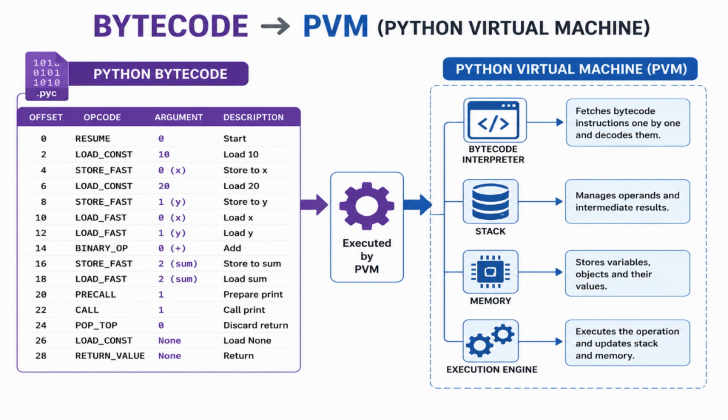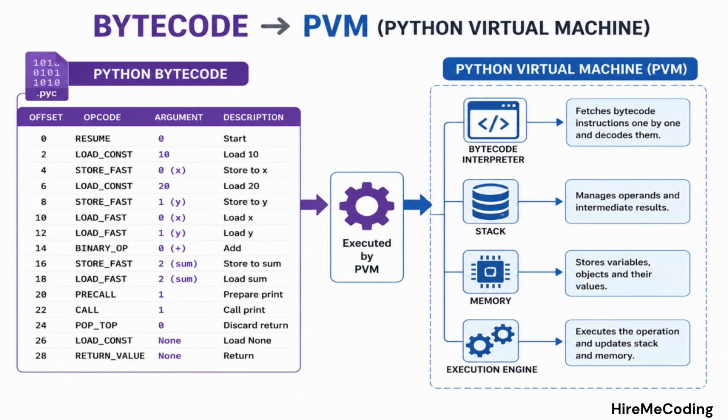So now our execution flow looks like this: Python source code goes through processing, bytecode is produced, then the Python virtual machine executes that bytecode. So you can think of the PVM as a part of the Python runtime that handles the execution of the Python bytecode.